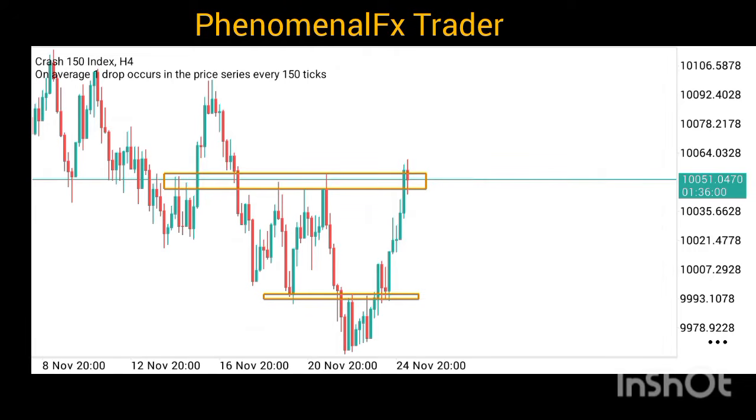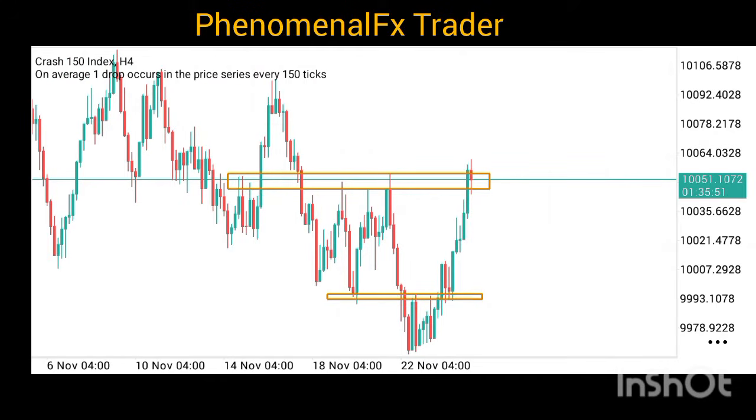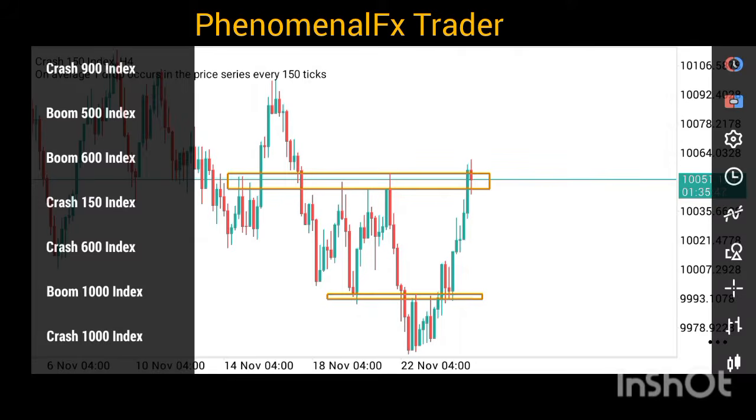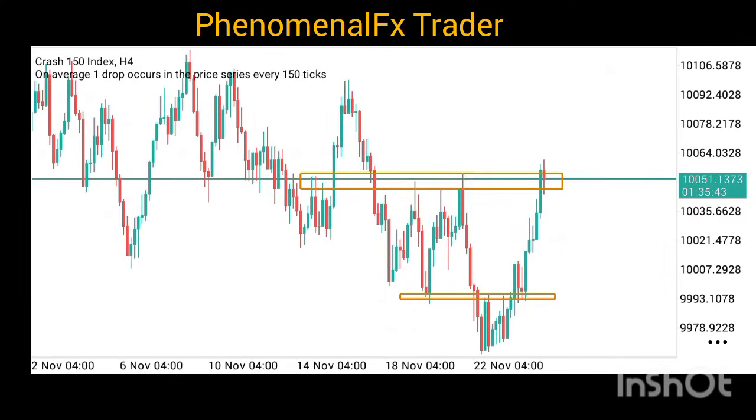This is crash 150 index. I traded against the spikes and I made some good profit. Okay, so I want to explain something that you guys need to take note of. Now, the strategy I applied to actually take this trade is the break and retest strategy.